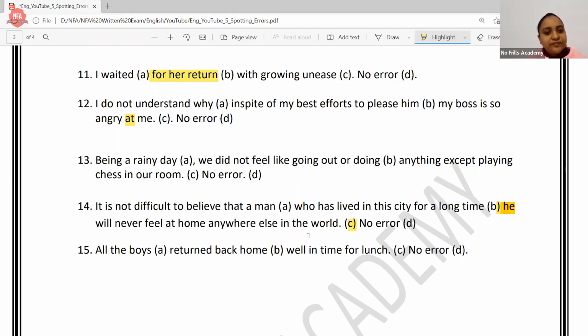Next. All the boys returned home. This return and back cannot be used together. Like that and whether cannot be used together. Returned and back cannot be used together. All the boys returned home well in time for lunch.